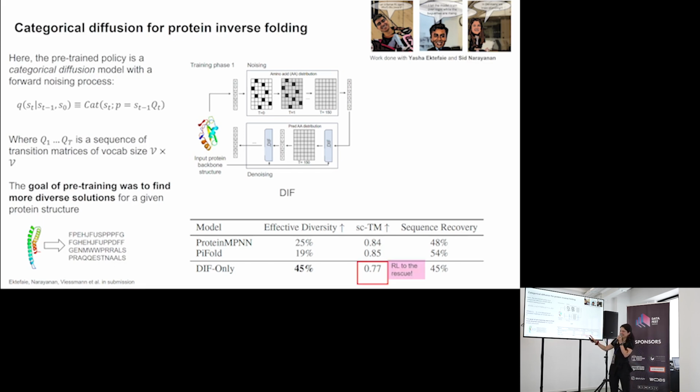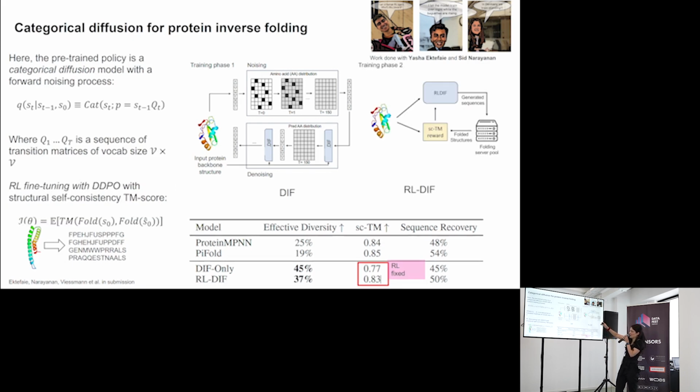But the sad thing that we saw training it this way was that our so-called TM score, so that's the structural similarity score, had gone down. So we were producing very diverse sequences, but they were not as good at actually folding into the ground truth anymore. So we were like, okay, let's take RL to the rescue. It can fix it, hopefully. So we added a second training phase where we take this pre-trained policy and run DDPO, this diffusion way of doing PPO, with a folding server pool.